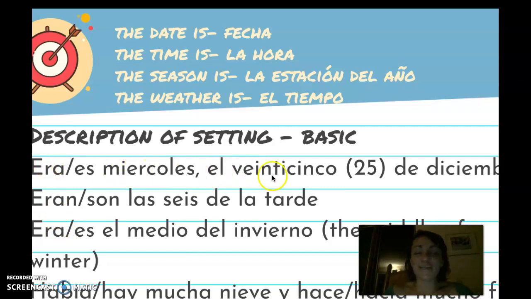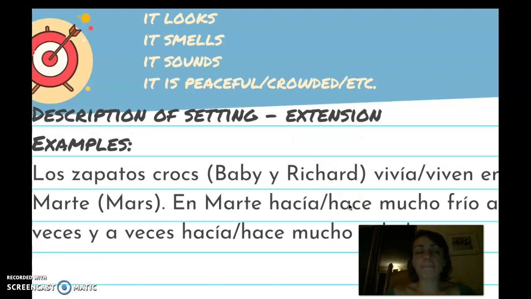Era miércoles el 25 de diciembre. It was Wednesday, the 25th of December. Eran las 6 de la tarde. It was 6 in the afternoon. Era el medio del invierno. It was the middle of winter. Había mucha nieve. There was a lot of snow. Y hacía mucho frío. It was very cold. So these are all examples of description in the past. Here we go. More description in the past, imperfecto.